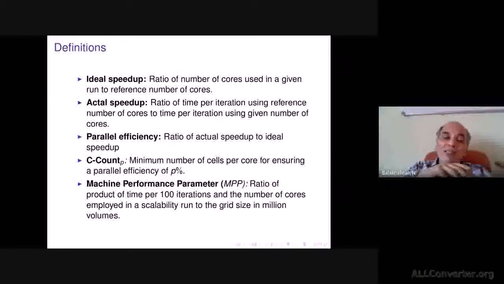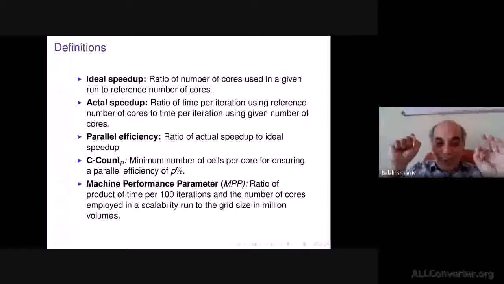So this is the total core seconds that you have actually used. Okay. Total number of core seconds. A core second is that if one core computes for 1 second, that's a core second. So basically, if I take the time in seconds for 100 iterations and multiply with the total number of cores that I have made use of, maybe 10,000 cores, that is the total number of core seconds, and divide it by the total grid size that I have used in million volumes. So this is what is called the machine performance parameter.